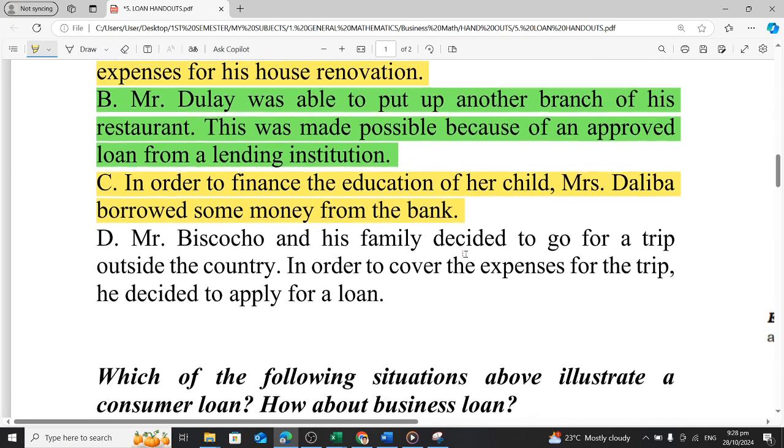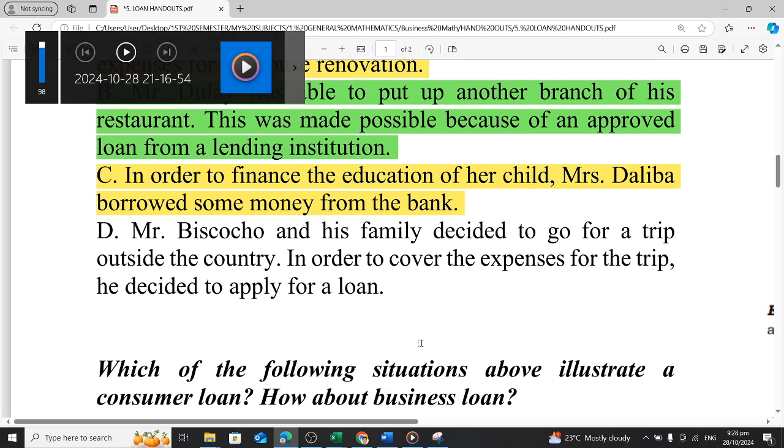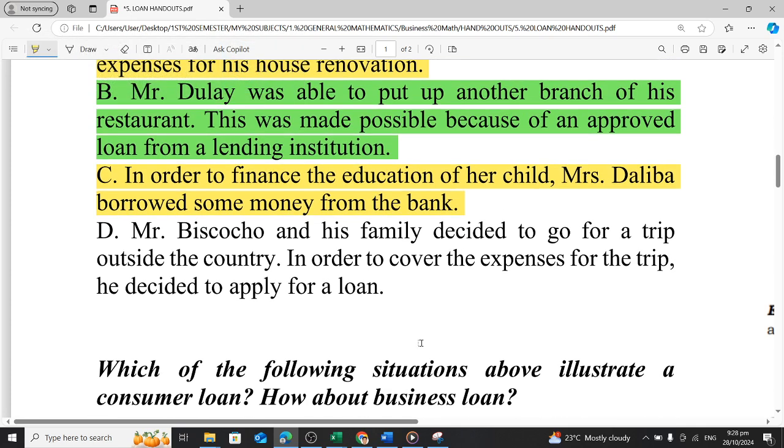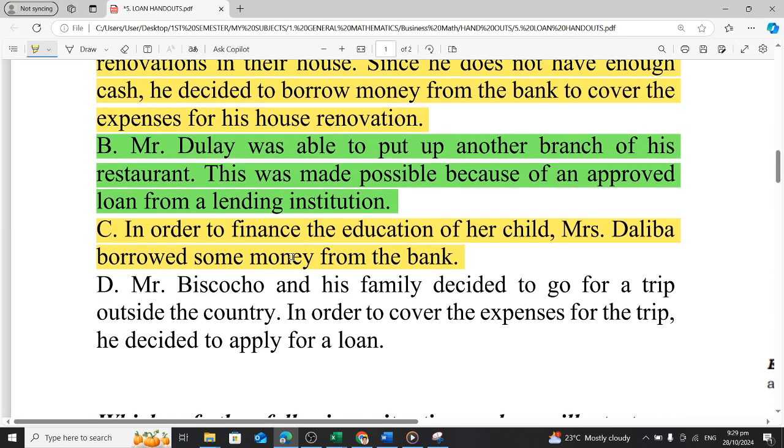Letter D. Mr. Biscocho and his family decided to go for a trip outside the country. In order to cover the expenses for the trip, he decided to apply for a loan. So, gusto siya mag-adto og lahi nga country for travel. So, this is another personal purpose, no? So, consumer or business? Again, this is a consumer loan.